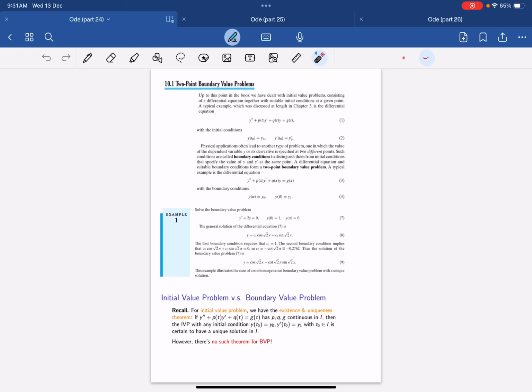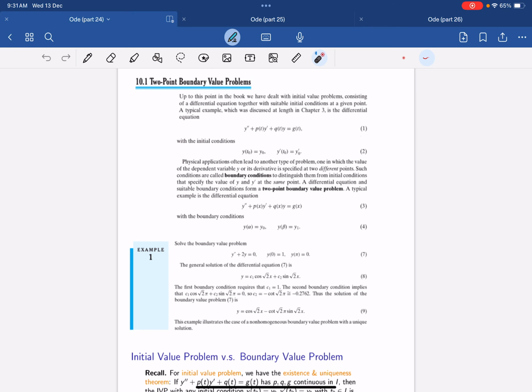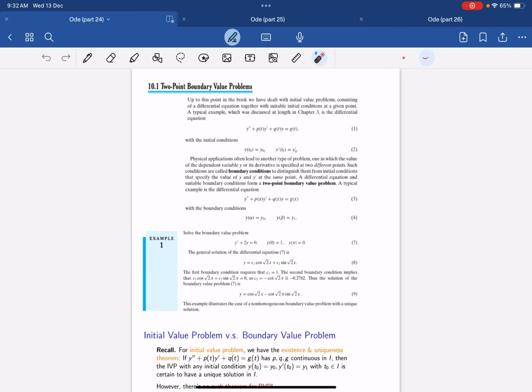Hi, in this video, we'll be going through the 2-point boundary value problems for ODEs. In this video, we are merely going through strategies and techniques that you can use in solving these 2-point boundary value problems. So what is a 2-point boundary value problem?